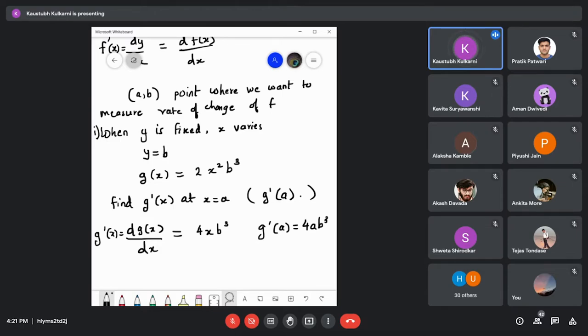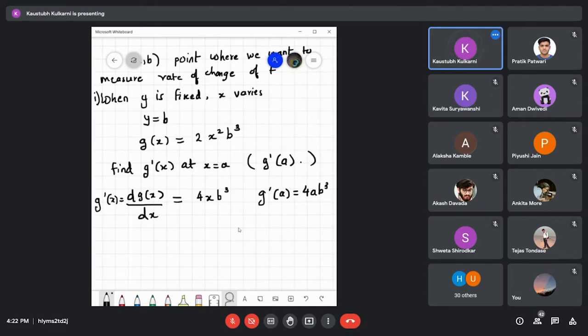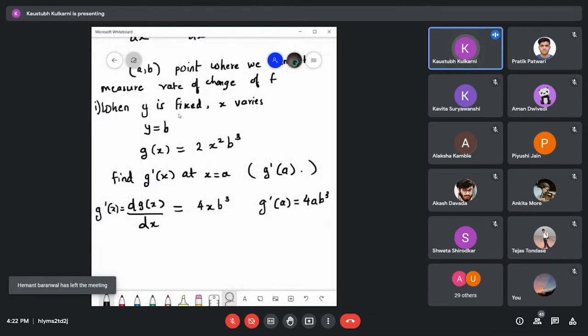Assume that these are some values. Let's say the point is 3 comma 4. These are some constants, so you will get some value, basically some scalar, for this derivative. This was case 1, when y is fixed, x varies.